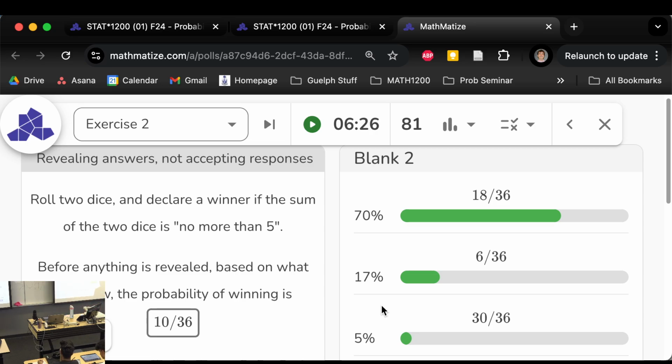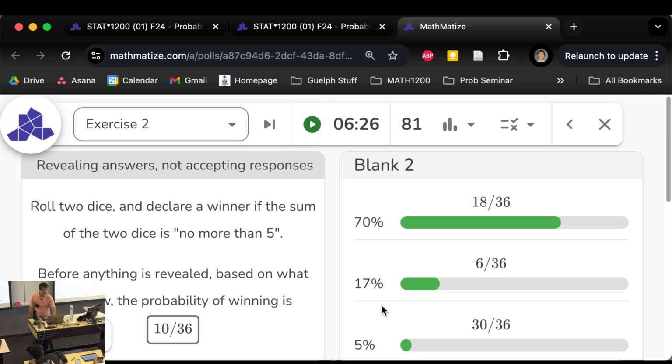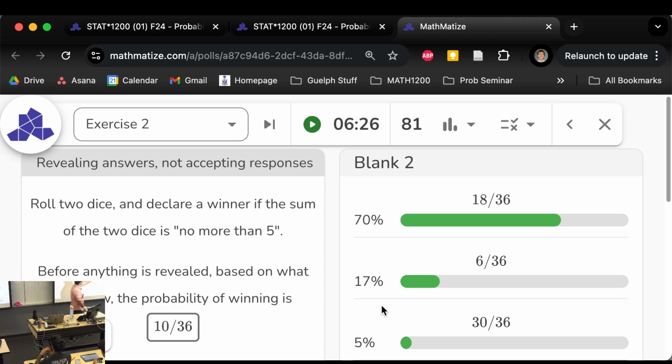You guys did the problem with what happens when a 2 comes up. If you want to think about what would happen if a 3 comes up, what would happen if a 4 comes up, think about all the different things that could come up. There's a nice relationship between the average thing and the original probability. We'll get into that later in the course, but it's a nice thought experiment. So, okay, Mathematize doesn't know the right answer. The right answer is 18 out of 36, and 70% of people got it right.